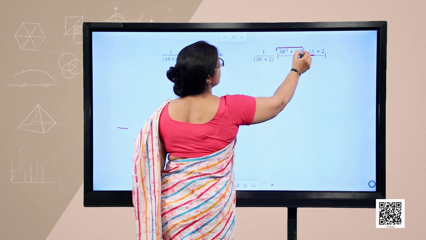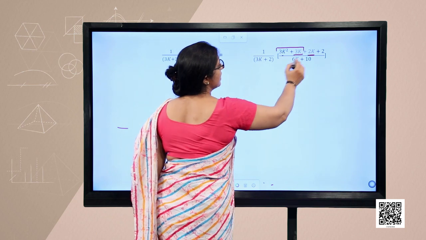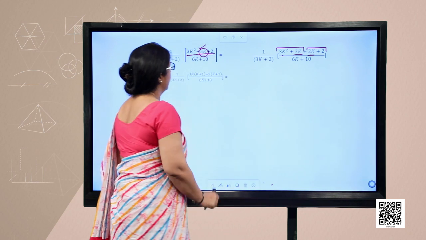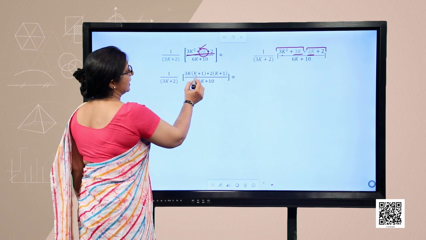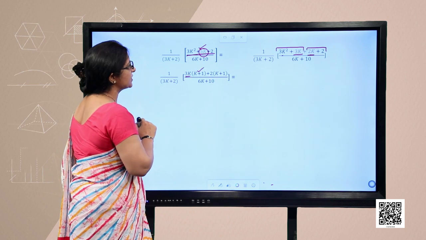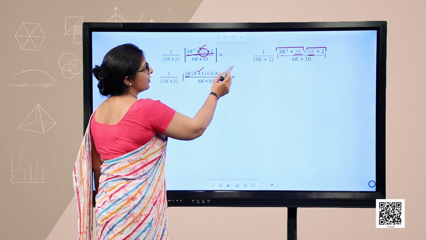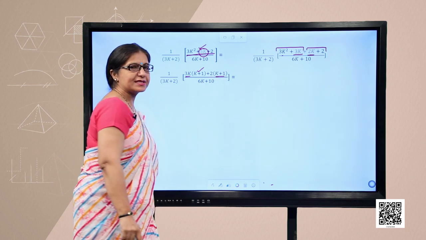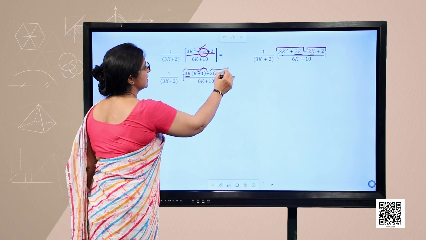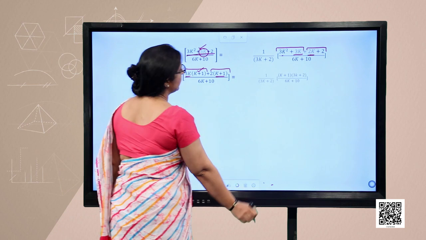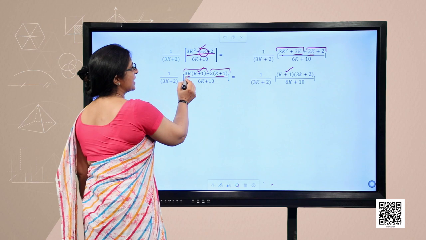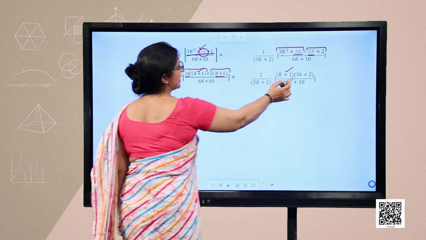From these two terms, we can take 3k outside, and from these two terms, we can take 2 common. As you can see here, after taking 3k common, we are left with k plus 1 in the first two expressions, and after taking 2 common from the last two expressions, k plus 1 is left inside the bracket, and from these two expressions, we can take k plus 1 common. After taking k plus 1 common, 3k is left here and 2 is left here.